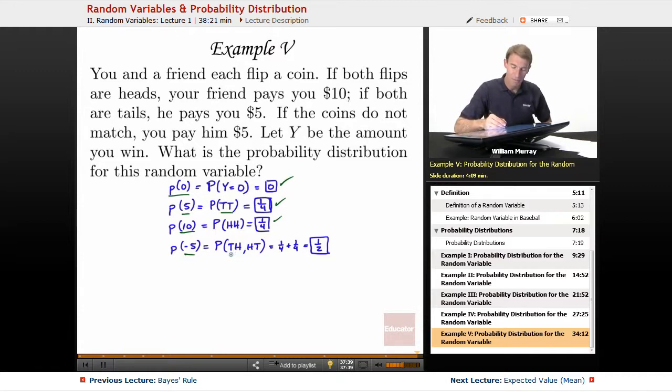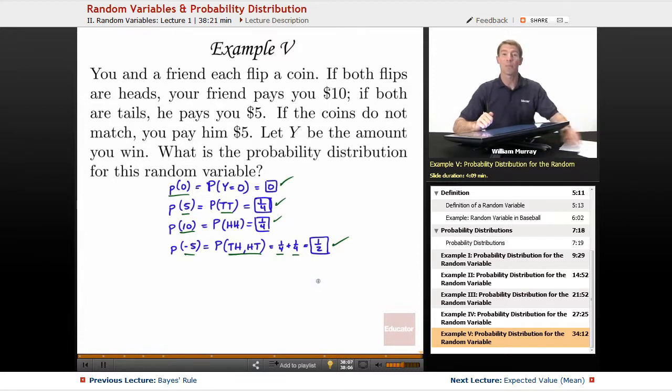That has to happen if you flip a head and he flips a tail, or vice versa. So each one of those combinations has a 1/4 chance, meaning that there's a 1/2 chance that you're going to end up paying him $5. So that's how we calculated each one of those probabilities for each one of those payoffs, and that's considered to be the probability distribution for this random variable.